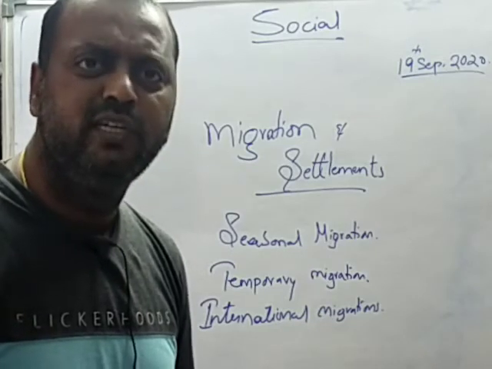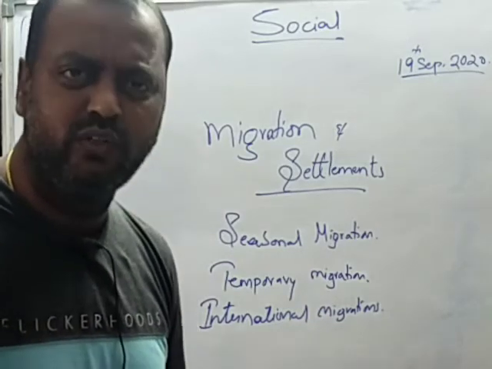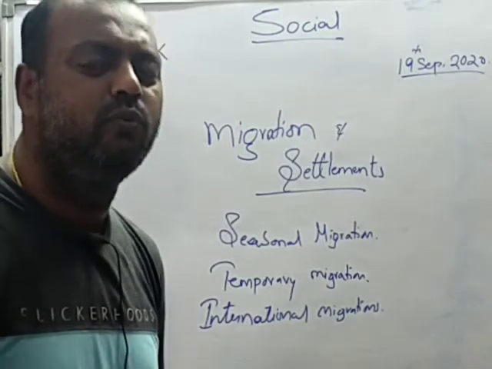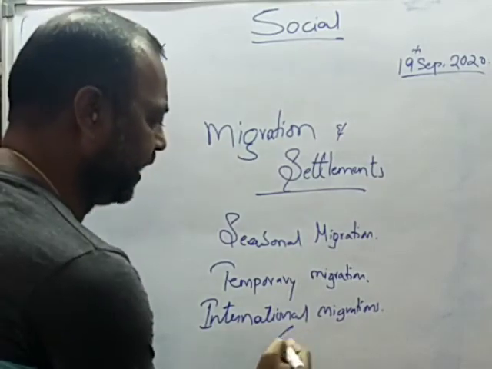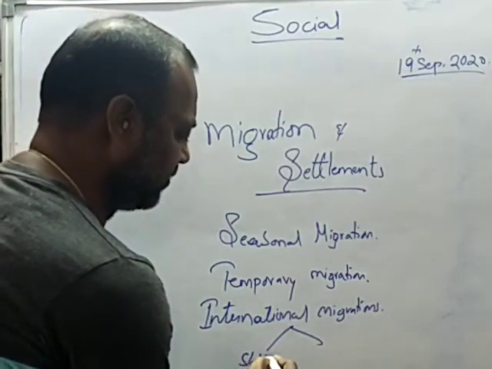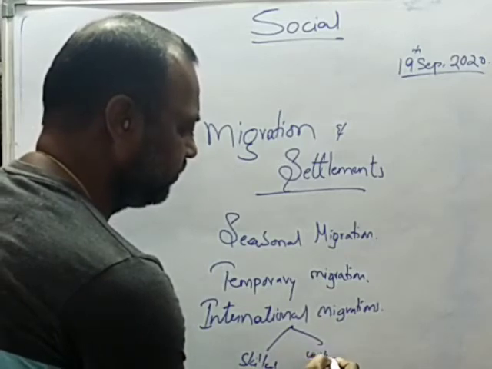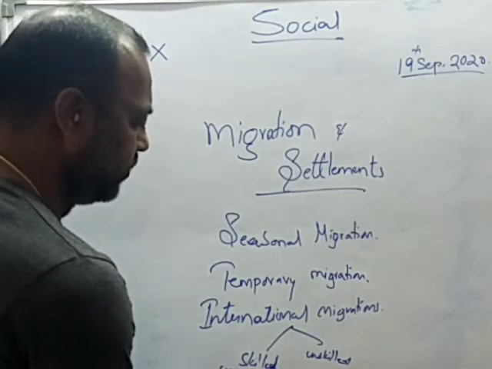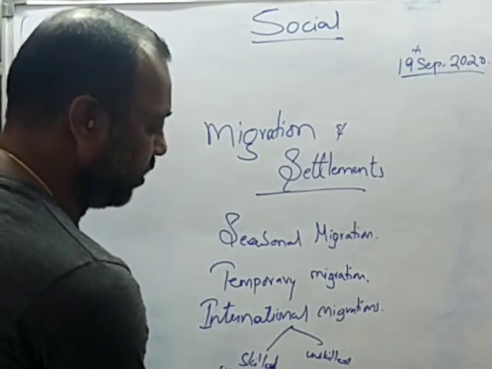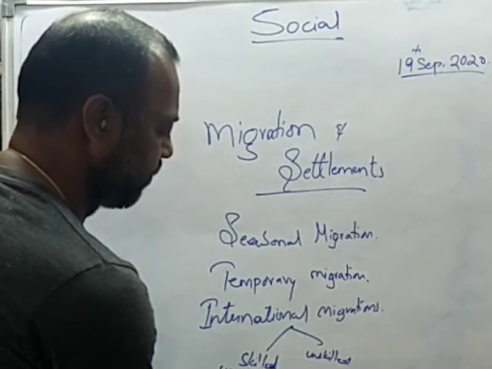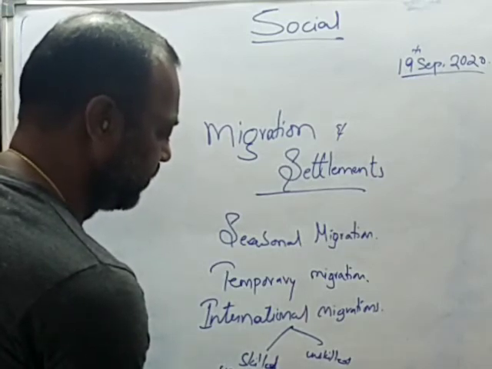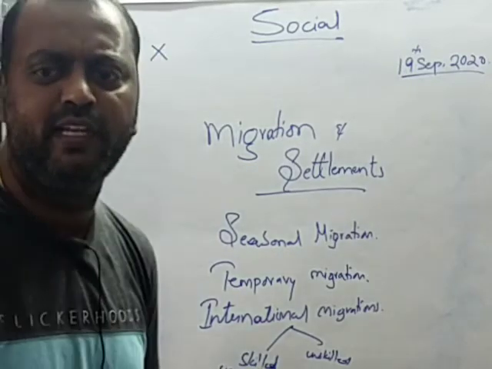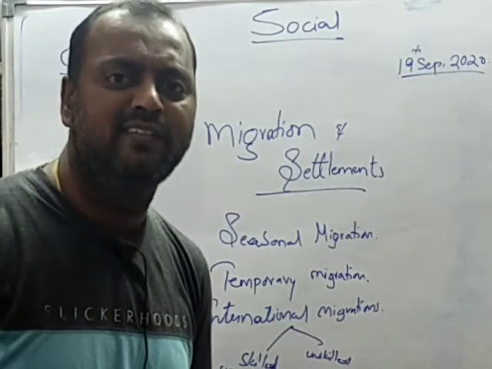In the 1950s about 10,000 persons a year went to the developed countries, and in the 1990s it increased to 60,000 per year. So international migration can be of two types: skilled labor and unskilled labor. Skilled labor will move to countries like USA, UK, Australia and Canada. These are the countries where skilled labor will move. IT professionals and many other people are now moving to many other places also.